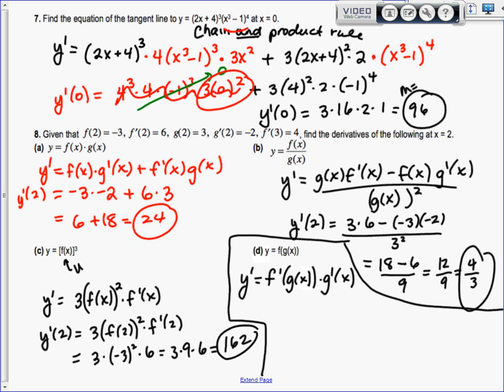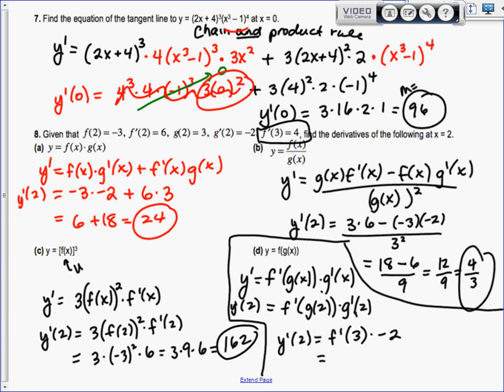So we get f prime of g of 2. Maybe I should write it out so you guys can see it. So f prime of g of 2 times g prime of 2, that's y prime of 2. So y prime of 2 is going to be f prime of g of 2, which is 3, times g prime of 2, which was negative 2. That's why you had f prime of 3 in the original. Those happened because of the chain rule. So f prime of 3 is 4 times negative 2, so you get negative 8.